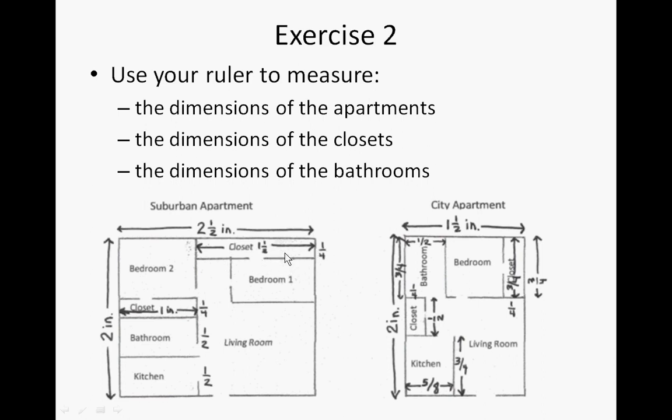The closet is 1.5 inches by 1/4. This closet is 1 inch by 1/4. The bathroom is 1/2 inch by 1, and the kitchen is 1/2 inch by 1. Over here we have a 1/2 inch by 3/4 of an inch, 1/4 times 1/2. The other closet 1/4 times 3/4, and over here we have 3/4 times 5/8.